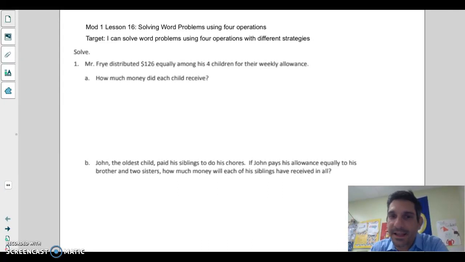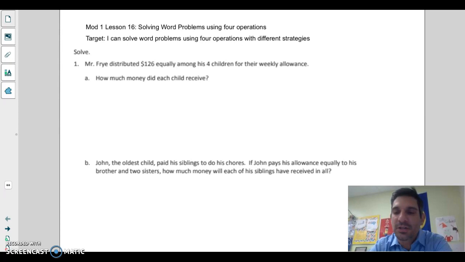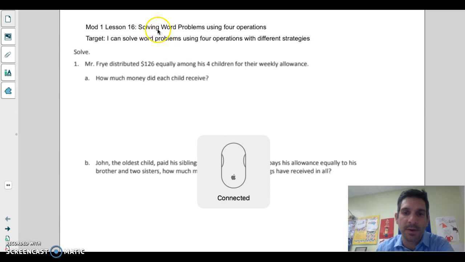Okay, lesson 16, last lesson of the mod. Typically, when we get to the end, there's going to be just word problems. They're usually multi-step, and they can be kind of challenging, I'm not going to lie. So today we're going to look at using all four operations, because that is what this whole mod was all about. So let's take a look. Here we go. Get your pen ready.